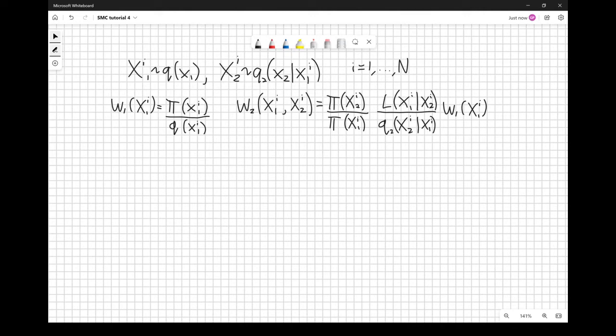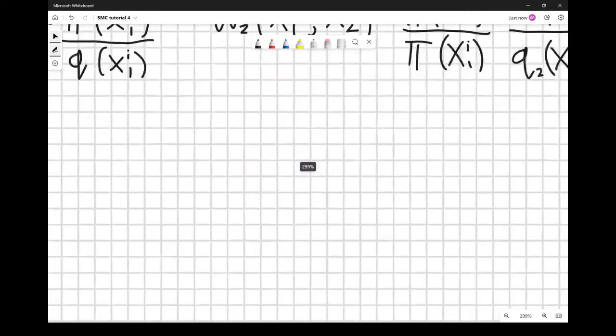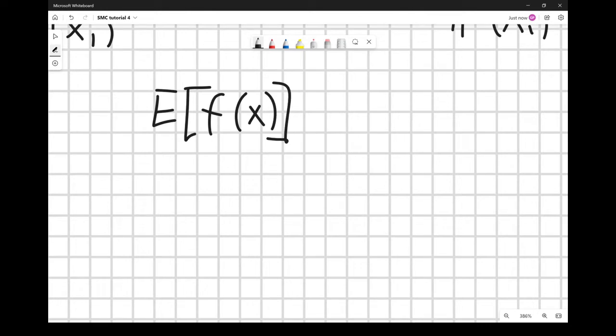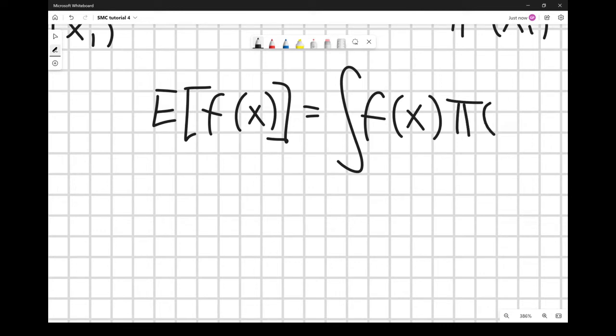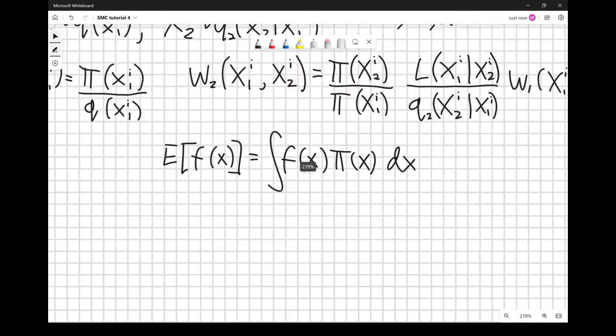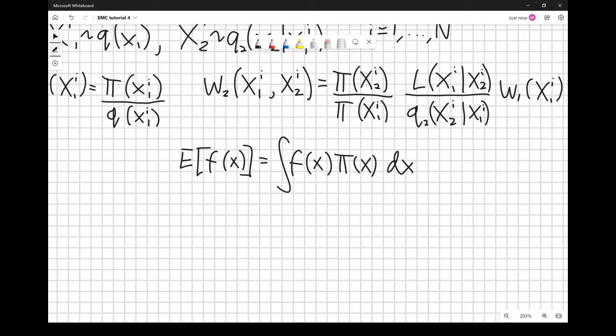So just as a reminder, ultimately what we want to do is estimate this expected value of some function of x, which is equal to this integral of f of x multiplied by the target, with respect to x. So ultimately that is what we want to find.